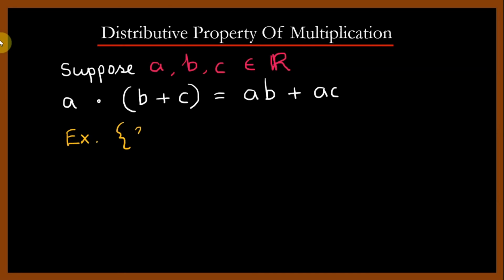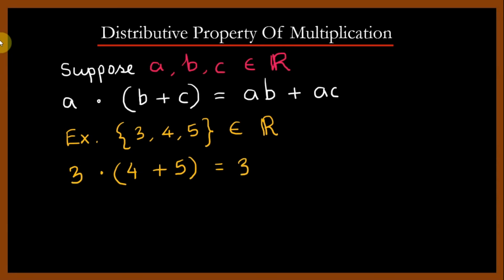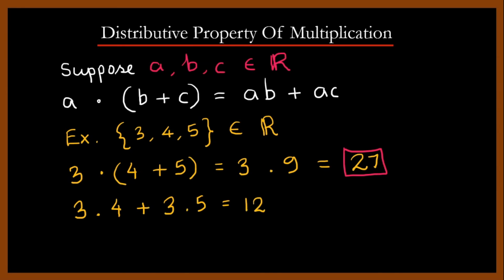You can understand this with an example. If 3, 4 and 5 are three real numbers, then 3 multiplied by 4 plus 5 equals 3 multiplied by 9 equals 27, which equals 3 multiplied by 4 plus 3 multiplied by 5 equals 12 plus 15 equals 27. Therefore, the distribution of multiplication over addition does not affect the result. It is still 27.